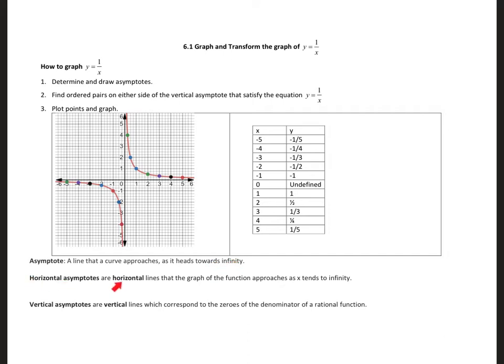We have the horizontal one, and these are horizontal lines that the graph of the function approaches. Look at this line. It is being approached by this graph, but it's never going to be touched. In the same way we have the vertical asymptote, and these are vertical lines. Here we have a vertical line, it's being approached, and it's never going to be touched by this curve.